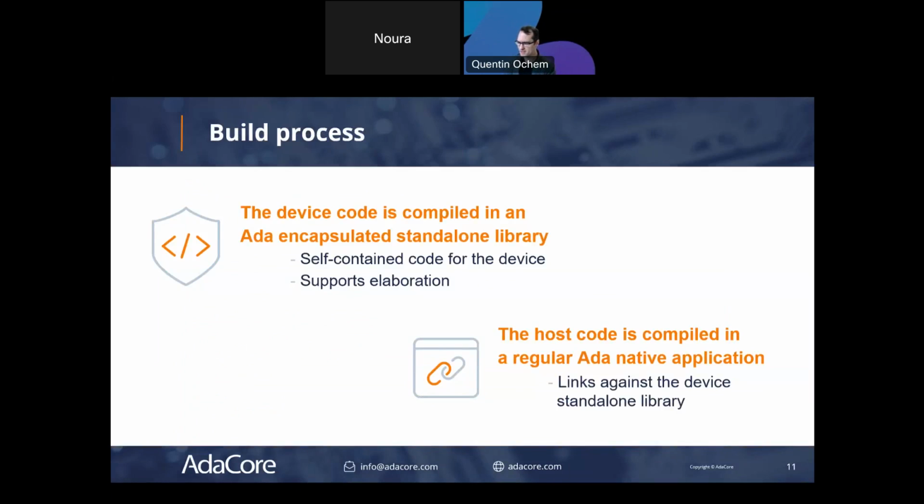Now, in terms of the build process, there are 2 applications to build. So we have 2 tool chains, actually. You have one tool chain, which is the device tool chain, which is going to compile the code in a library that is going to be loaded onto the device. And then you will have the host tool chain, which will do the usual stuff, compile the host application, and take that library, link against it to be able to load that device library to the GPU at start time.